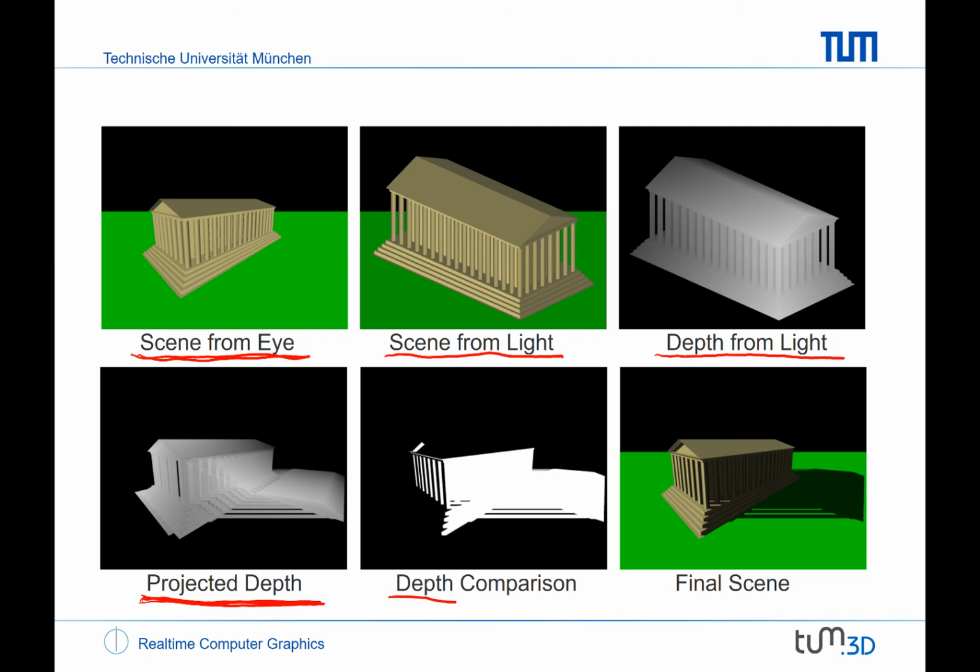Then comes the depth comparison. Here now for every fragment it is tested whether the projected depth, which you see here, is larger than the depth value that is stored in the shadow map. And if this is the case, then the fragment is in shade, otherwise it is in light. And if you now use that depth comparison information in order to modify the color of the generated fragments as seen from the eye position, then you arrive at the final scene, and this is then what is finally drawn into the color buffer.